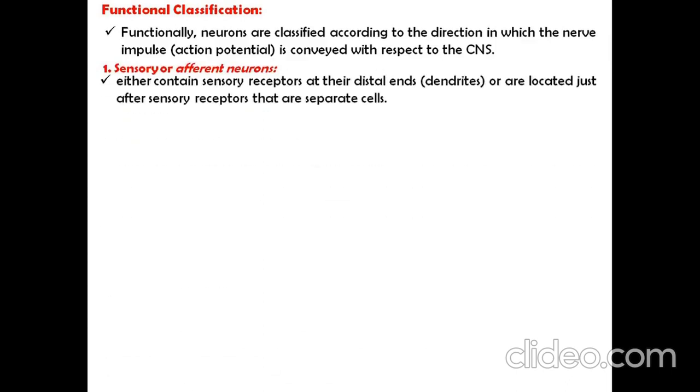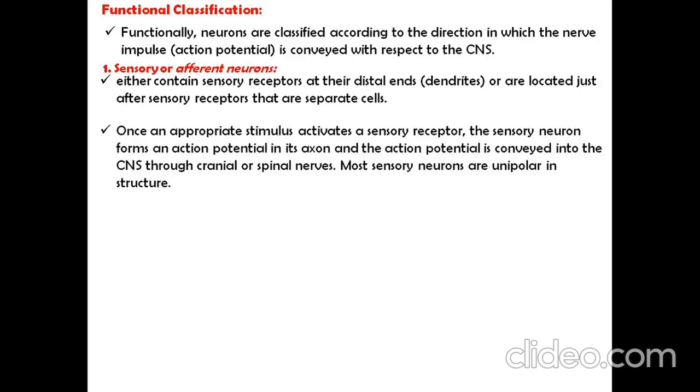Either they contain the sensory receptor at their distal end or are located just after the sensory receptor, which are separate cells. Once an appropriate stimulus activates the sensory receptor, the sensory neuron forms an action potential in its axon, and then the action potential is conveyed into the central nervous system through the cranial or the spinal nerves. Most sensory neurons are unipolar in structure.